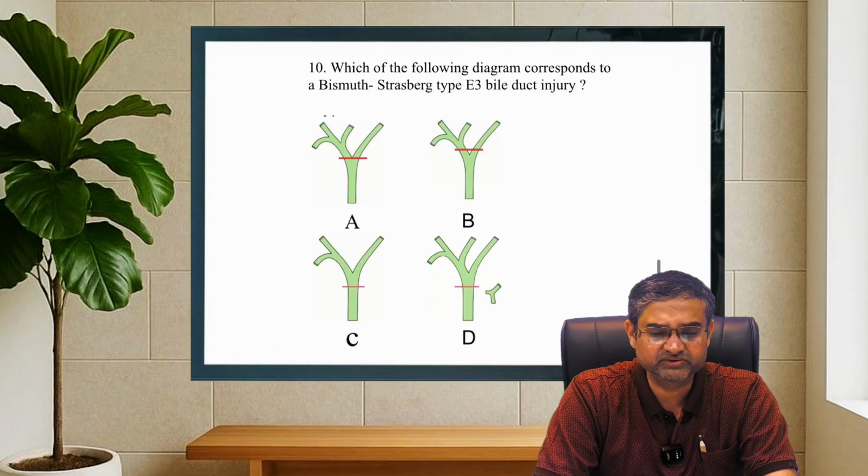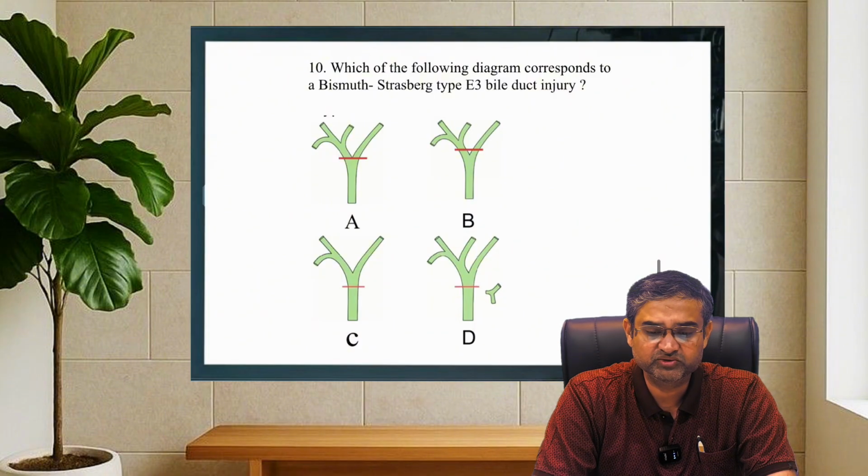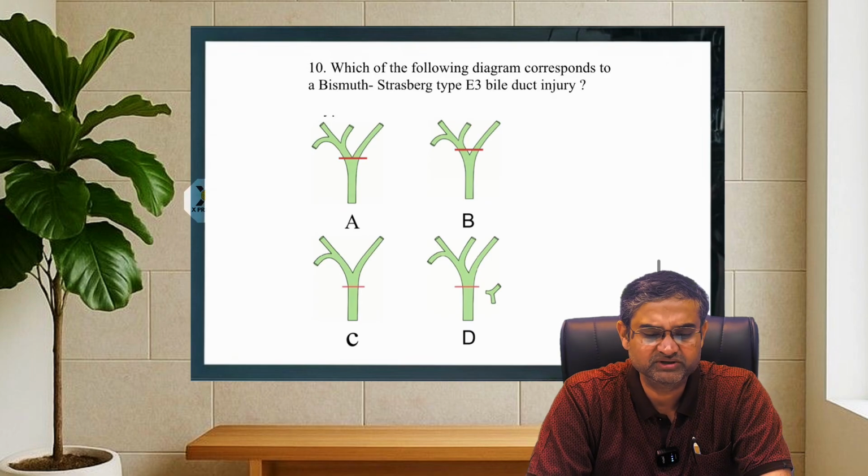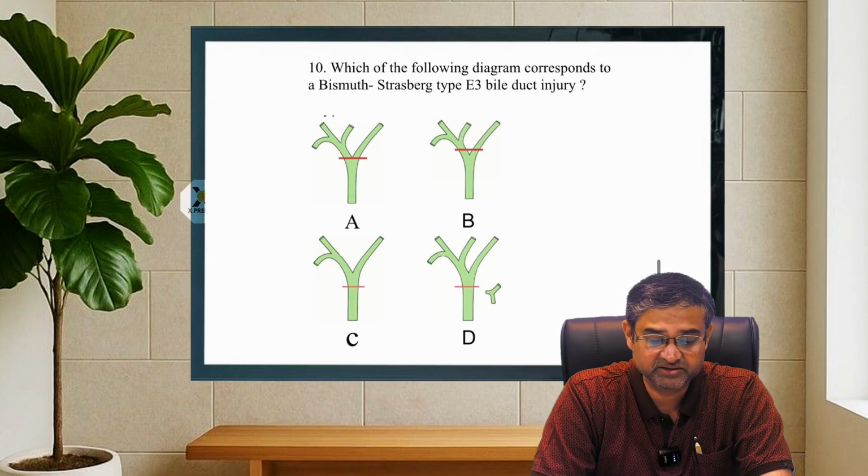We move on to our 10th question. Which of the following diagrams corresponds to Bismuth-Strasberg type E3 bile duct injury? So we have to be very sure with this answer. Four diagrams are shown: A, B, C, D.